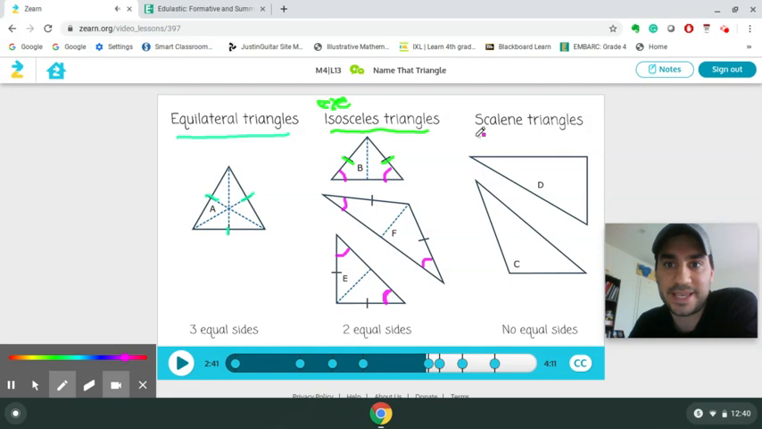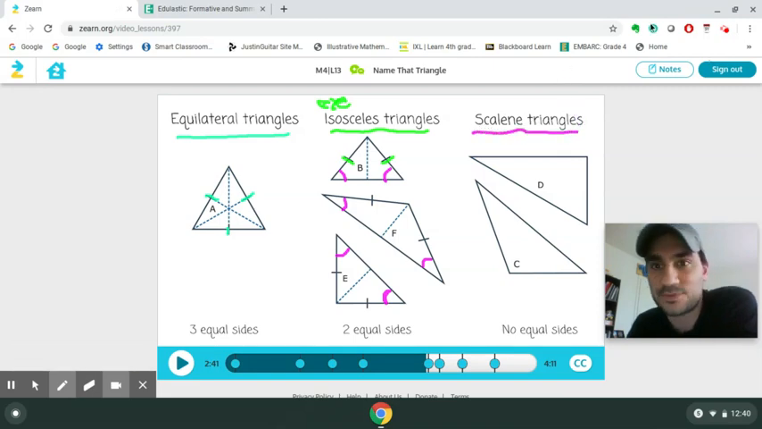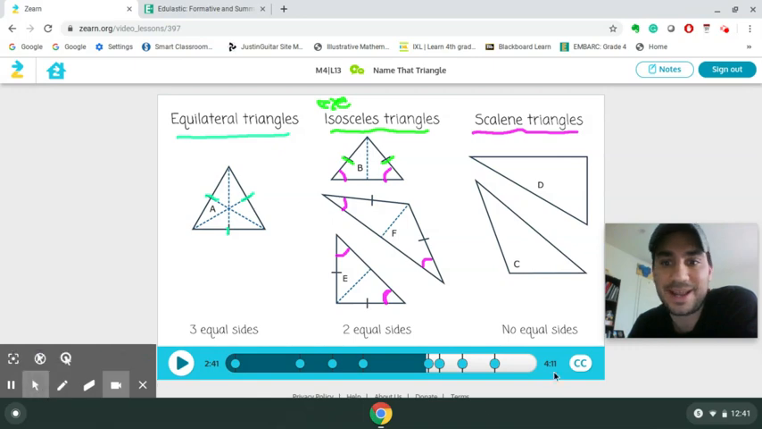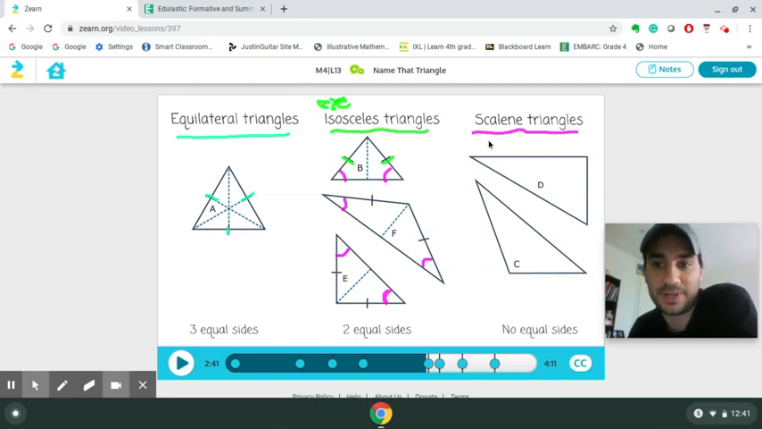Okay, scalene, sort of like scales, right? Scalene triangles. Say it with me, scalene triangles. Now, for these ones, you won't see any tick marks because all the sides are different lengths. There are no equal sides. And that's our third type of triangle. Equilateral, isosceles, and scalene. Lock these three into your memory. We're going to use them a lot.